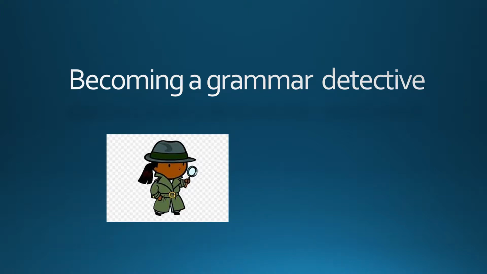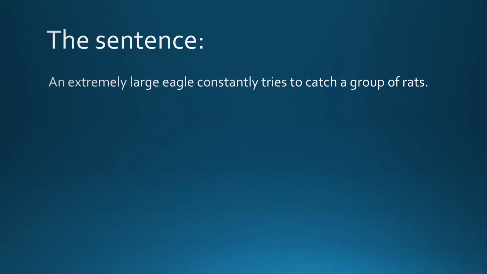Sometimes it can be a bit overwhelming when you're looking at a sentence and you have to decide what the different word categories of the words in the sentence are. So here's a little video that hopefully helps you with that. So let's start with the sentence. An extremely large eagle constantly tries to catch a group of rats. Okay, how do we approach that?